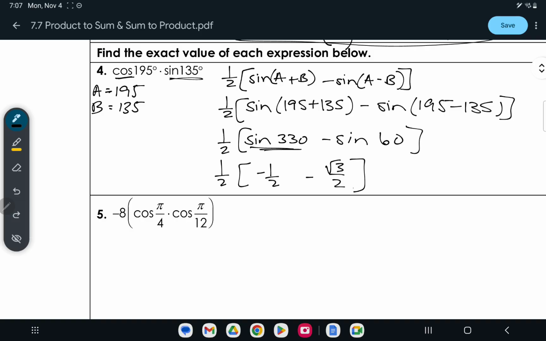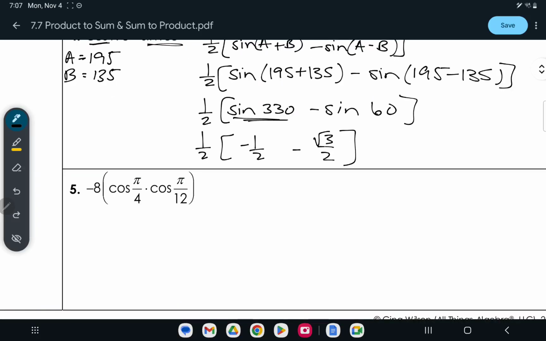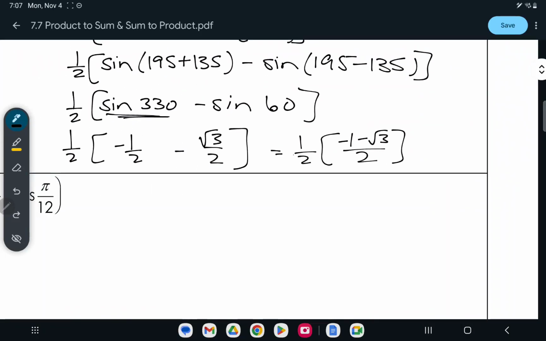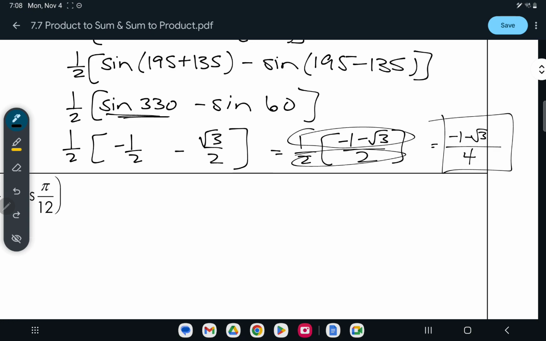So let's do everybody's favorite and combine that into one fraction. So 1/2 times, let's see, they both have a denominator of 2. So negative 1 minus root 3. And then when I multiply by 1/2, multiplying across the top gives me just negative 1 minus root 3. And then multiplying across the bottom gives me 4. So there's my answer. Okay.